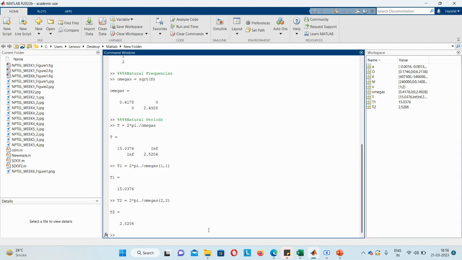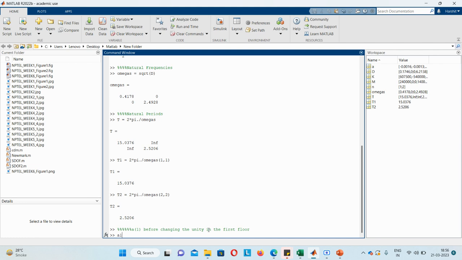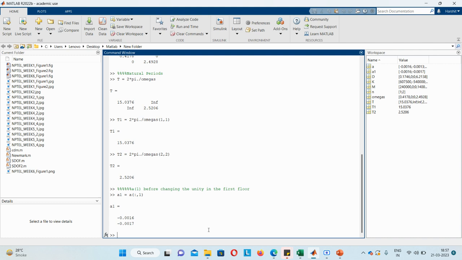Okay, so up till now we obtained the natural frequency, and we saw the eigenvalues. Now we'll talk about the eigenvector response that we are getting. So first is A1, that is before changing the unity in the first floor. So before we make the response of the first floor unity, what is the response that we are getting? We will see. So before changing the unity of the first floor, A1 is given by A of first column. So this is the response of the first floor. Similarly, what is the response of the first floor before changing the unity in the first floor?